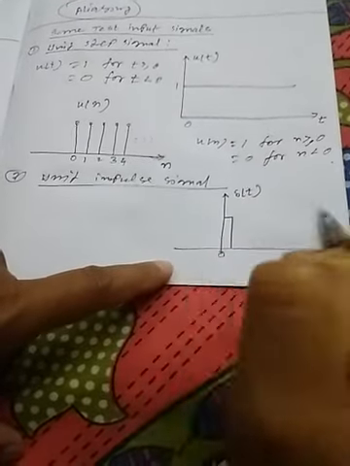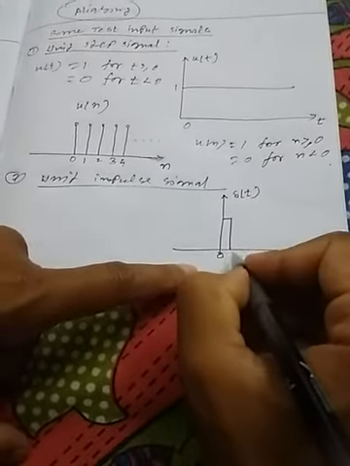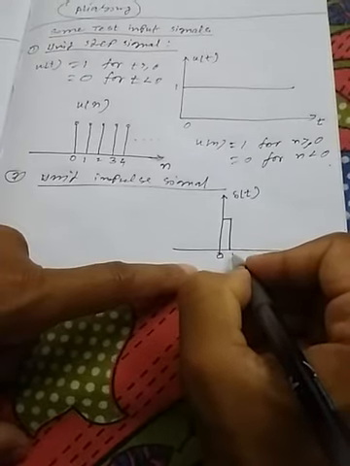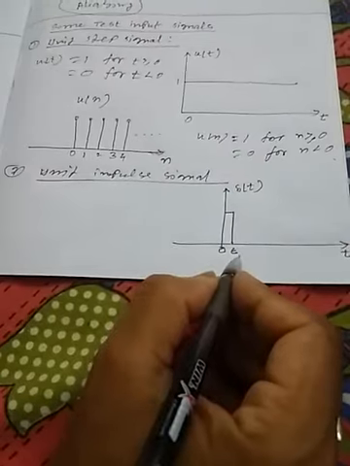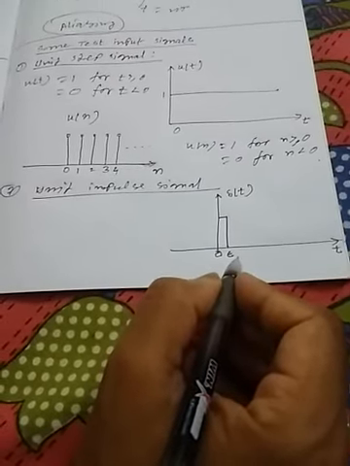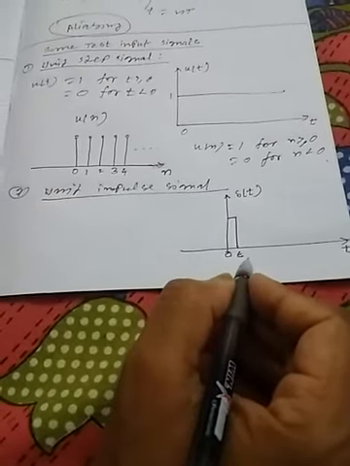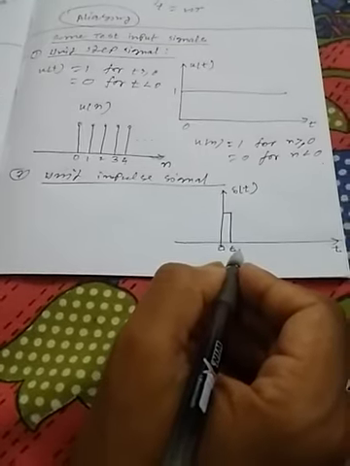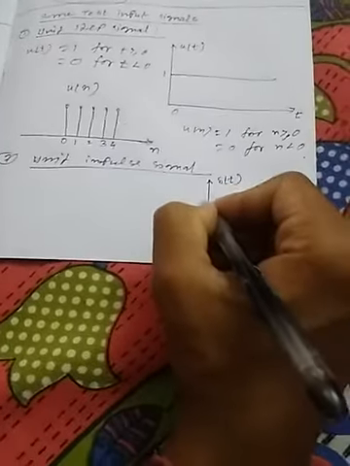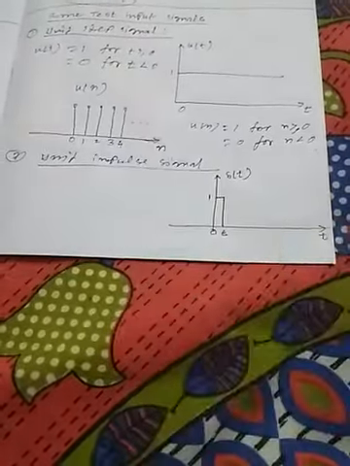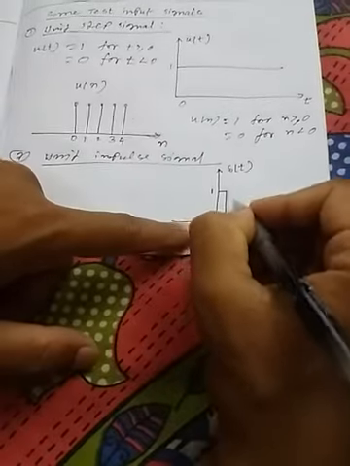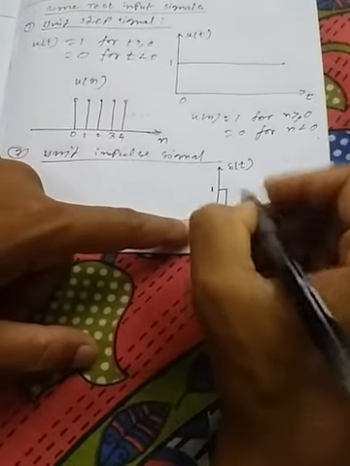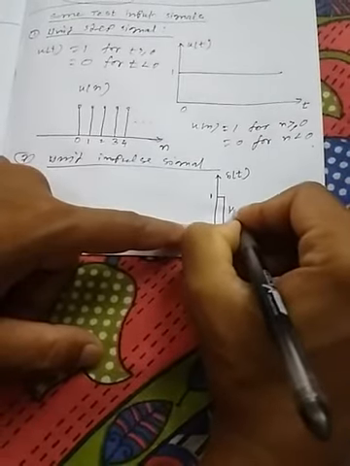Suppose this is epsilon. There is a small value epsilon. It is obviously a fraction, and it tends to 0. Epsilon tends to 0, and the magnitude is unity. So the height of this strip is 1 by epsilon.